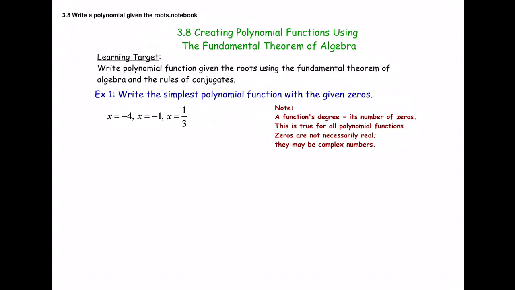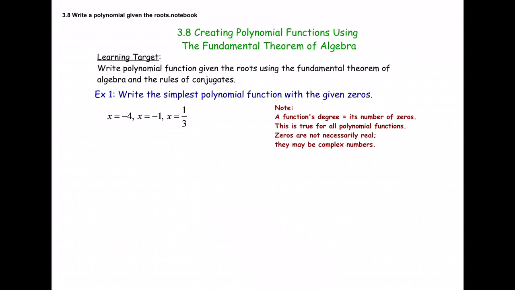3.8, Creating Polynomial Functions Using the Fundamental Theorem of Algebra. Today we will write polynomial functions given the roots using the Fundamental Theorem of Algebra and the rules of conjugates. Example 1. Write the simplest polynomial function with the given zeros.